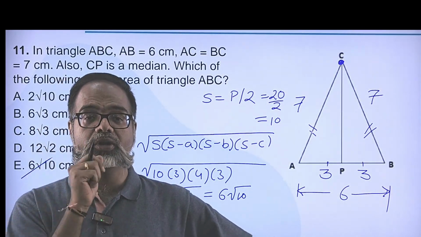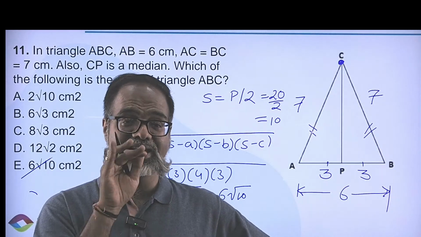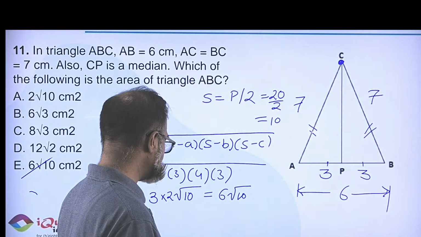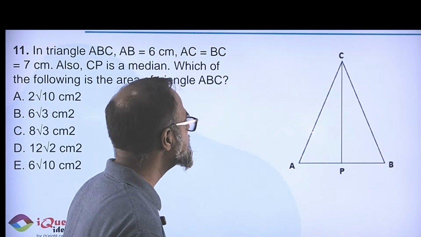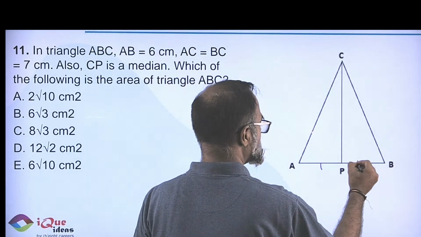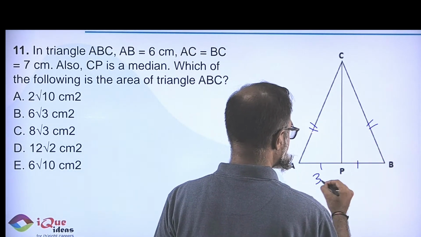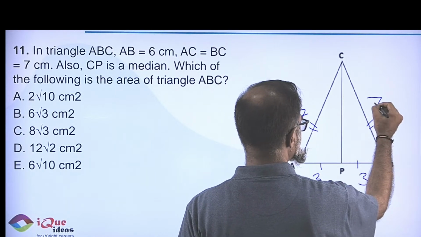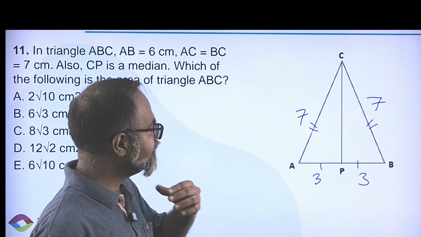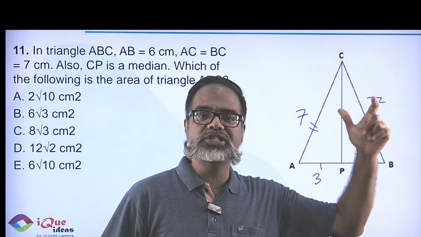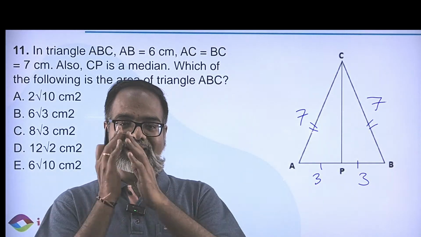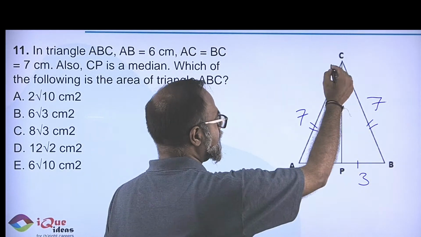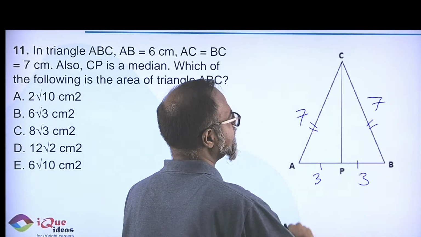But what if I don't remember Heron's formula? Is there any other way to do it? Let's try and do something else. So as of now, I know these 2 are same, these 2 are same, this is 3, this is 3, this is 7, and this is 7. Okay. Now, if this is a median of an isosceles triangle, technically speaking, if I compare these 2 triangles, they are exactly the same, right?